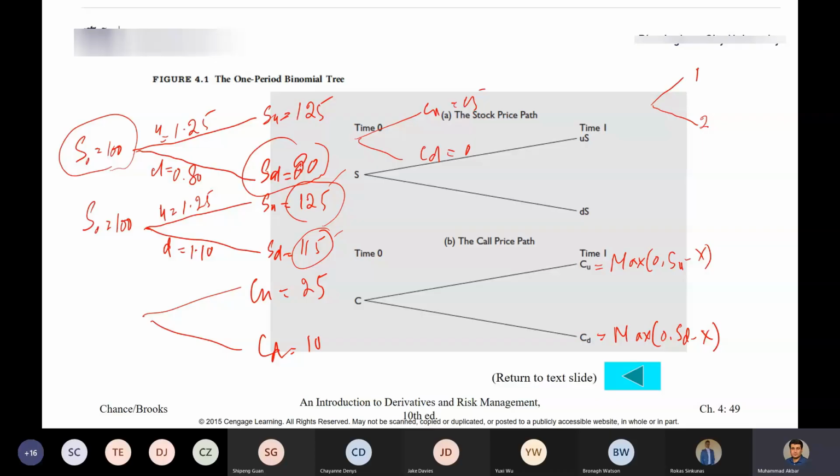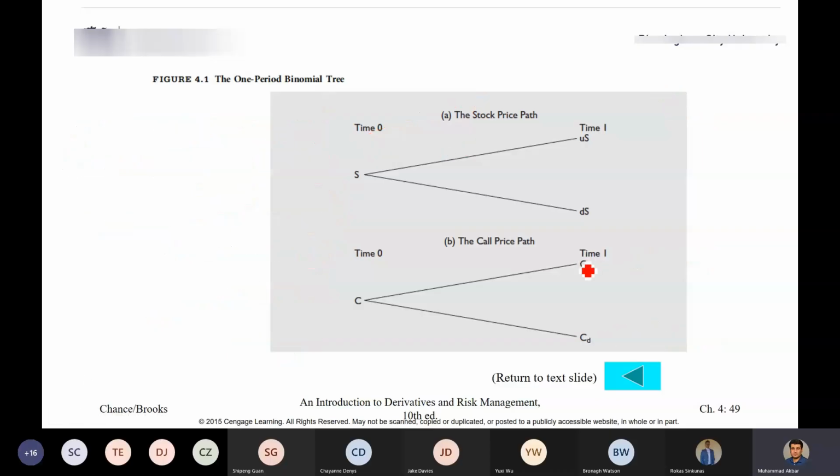Do we understand this? So as I said, this is the future value if the stock price goes up. So this is the future value of the call if the stock price goes up, and that is equal to the intrinsic value at expiration. And this is the future value of the call, that is the intrinsic value of the call at expiration, if the stock price goes down.